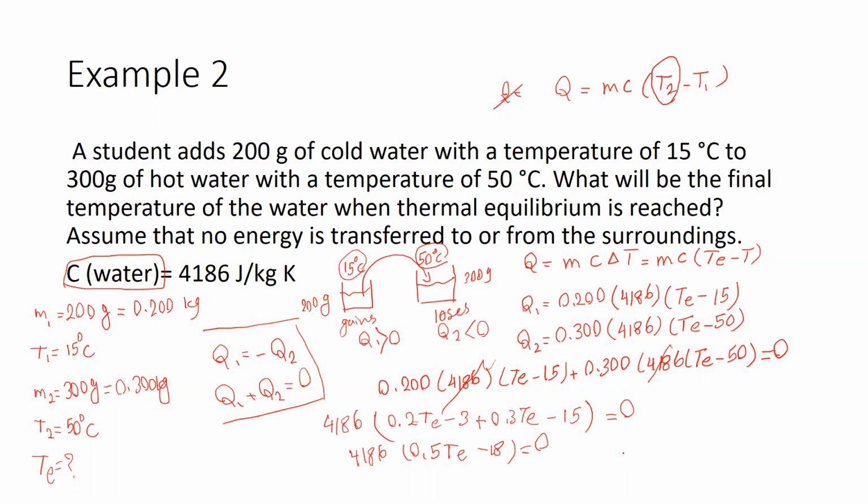As a result, 0.5 TE minus 18 equals 0, and TE equals 36 degrees centigrade.